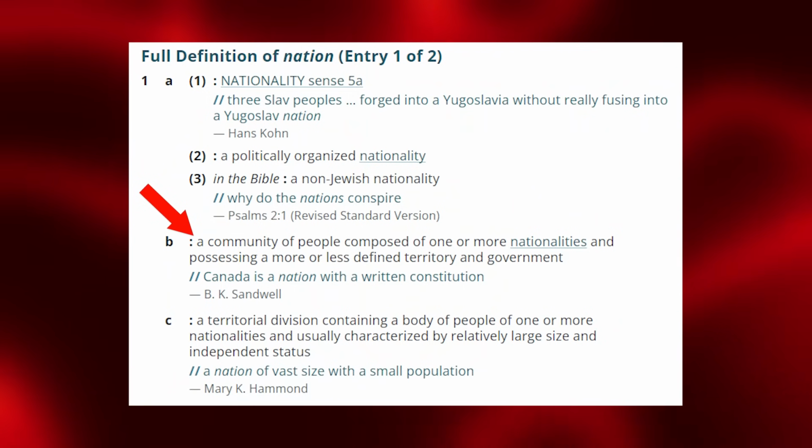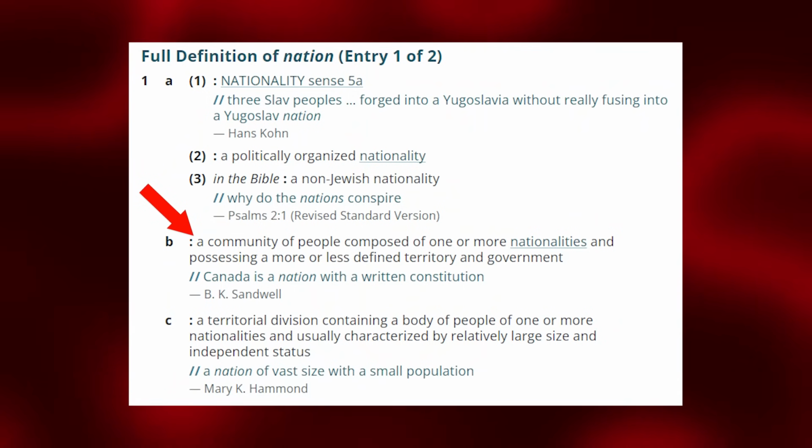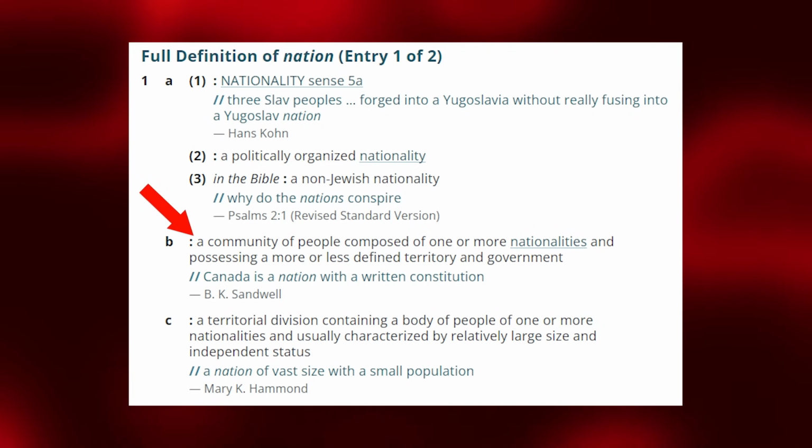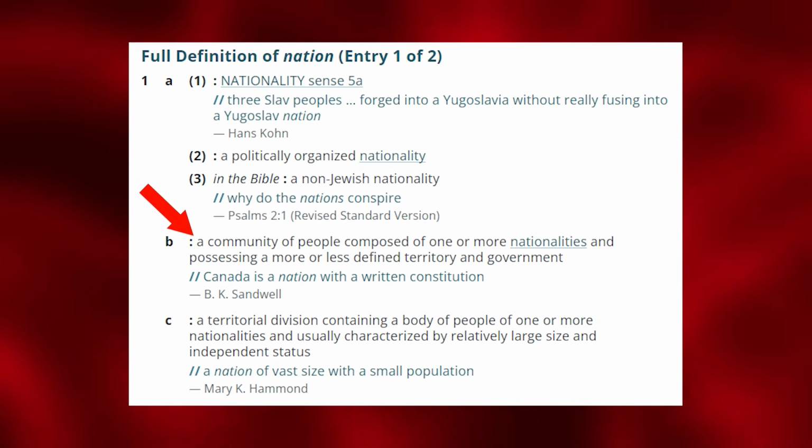So how did we get to the current definition? As in, a community of people composed of one or more nationalities and possessing a more or less defined territory and government. Well, that's the crux of the problem.